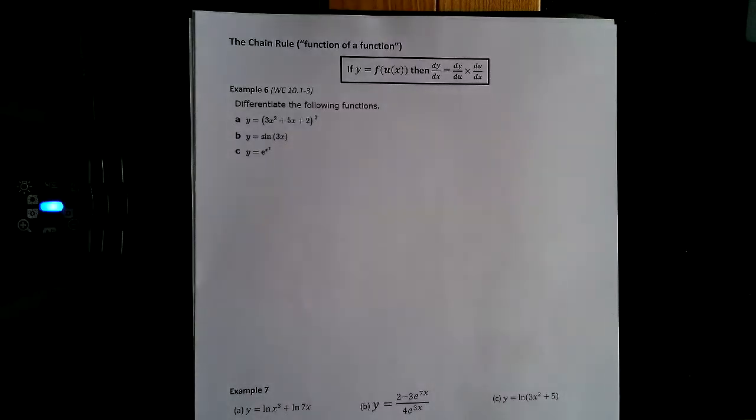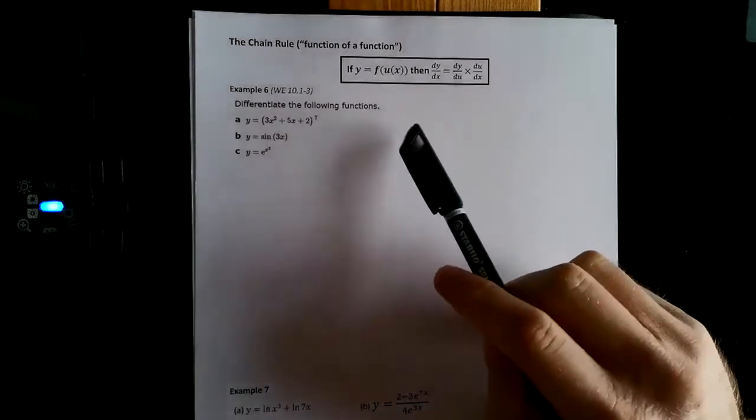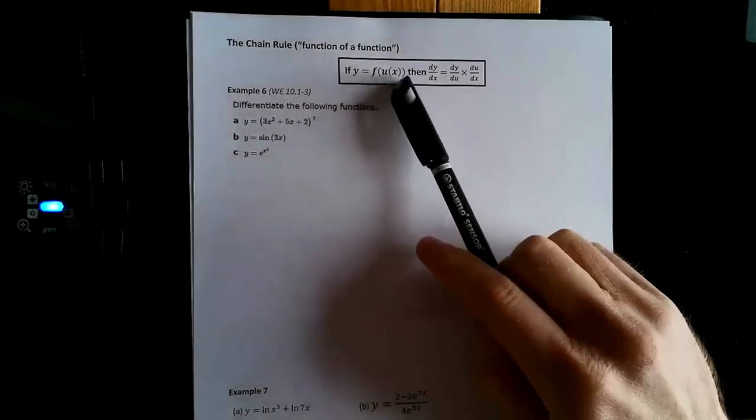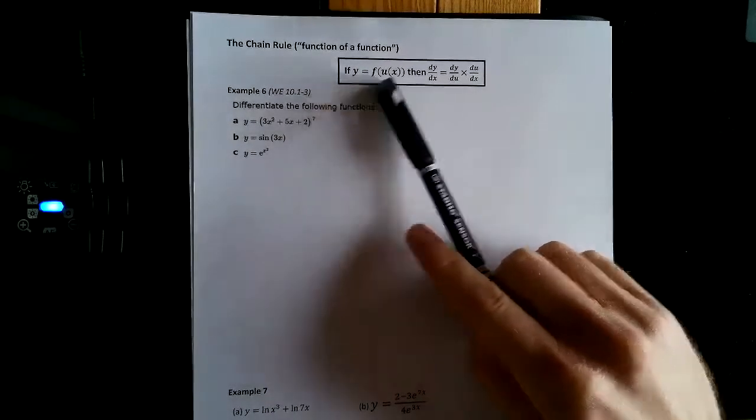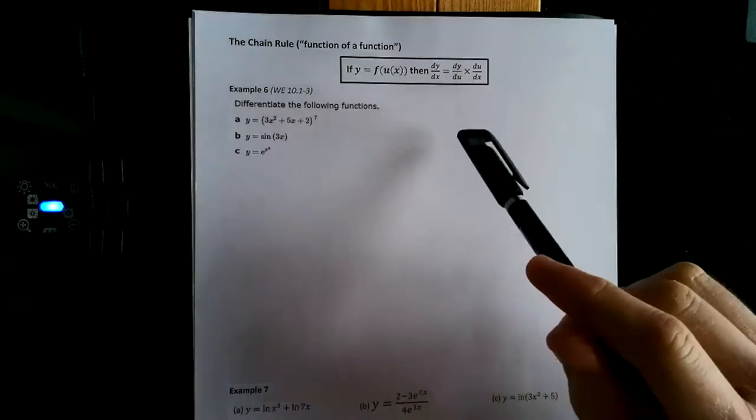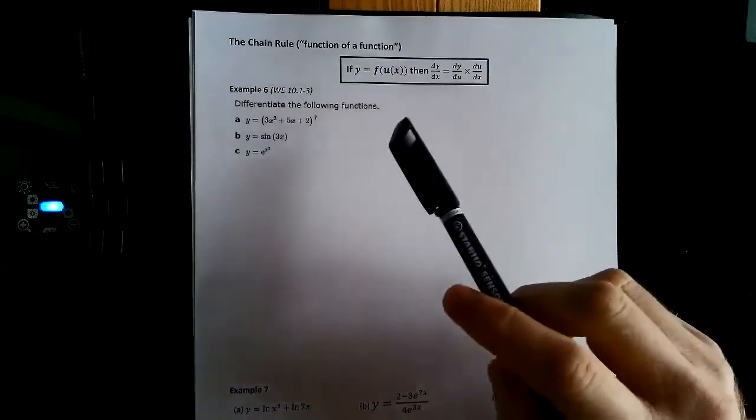Okay, the next part of differentiation is something called the chain rule. That's when we're trying to differentiate a function within a function. So the chain rule just says, if I've got a function u and another function f, I differentiate u, differentiate f, and multiply them together. This will make more sense when you look at the examples.